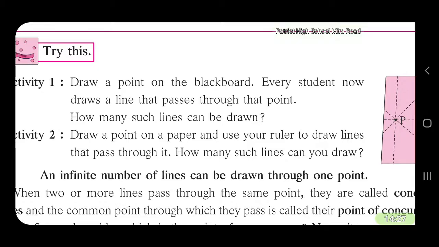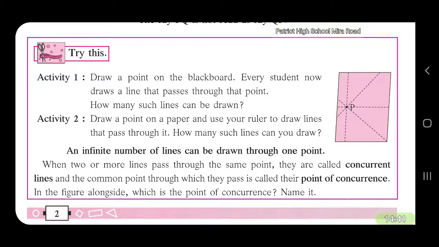Activity 2 is also similar to activity 1. In activity 1 you draw the point and lines on blackboard, and in activity 2 you are doing it on the paper. So we can conclude an infinite number of lines can be drawn through a single point P. Any number of lines. You can draw like this, you can draw like this, you can go on adding many number of lines. So an infinite means many lines can be drawn through a single point, one point.